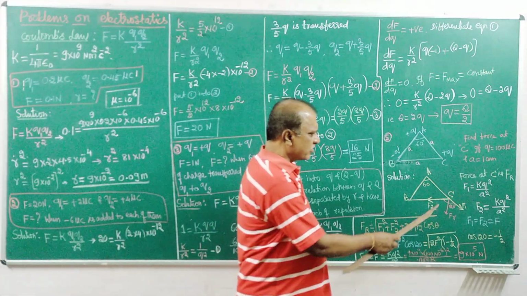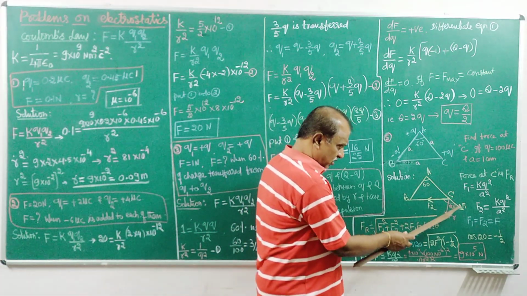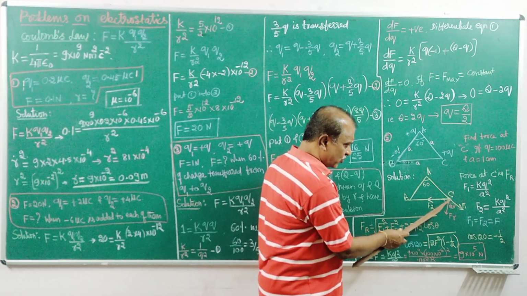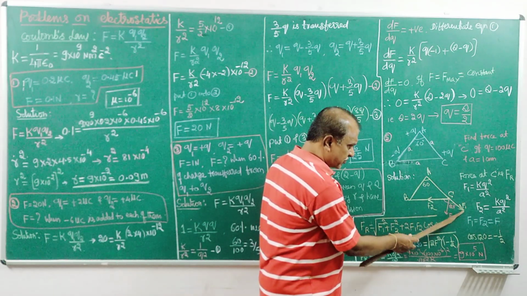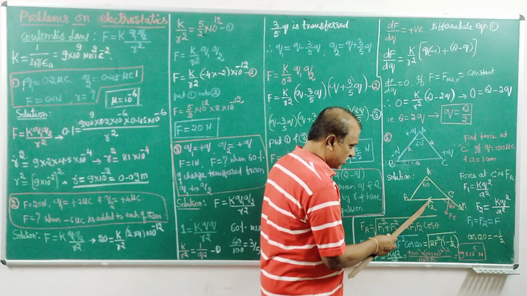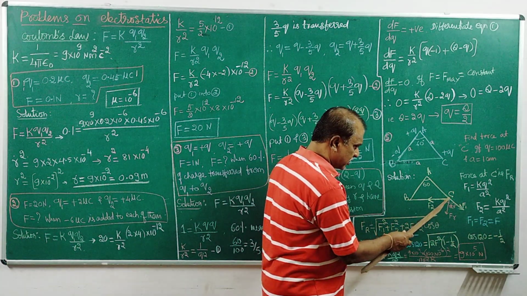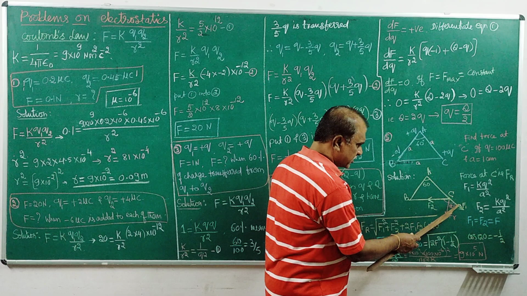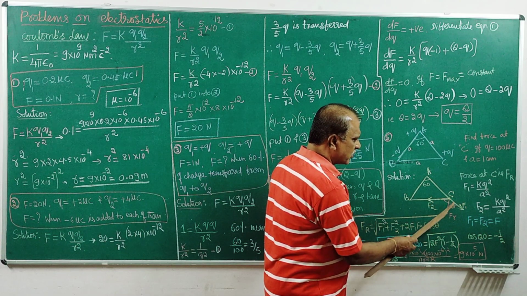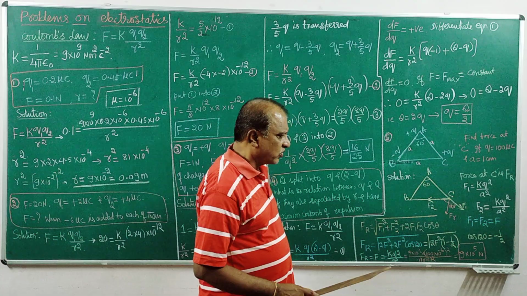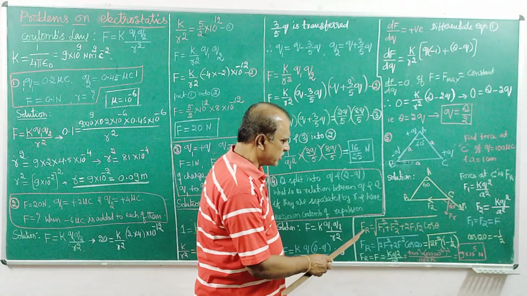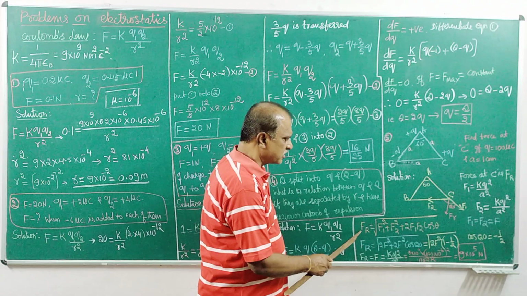What is the vector sum of these two forces? The force is directed away from this point, a vector away from this point, and a vector away from that point. If that is the case, what is the sum of these vectors? We already know the standard formula for the sum of these two vectors.